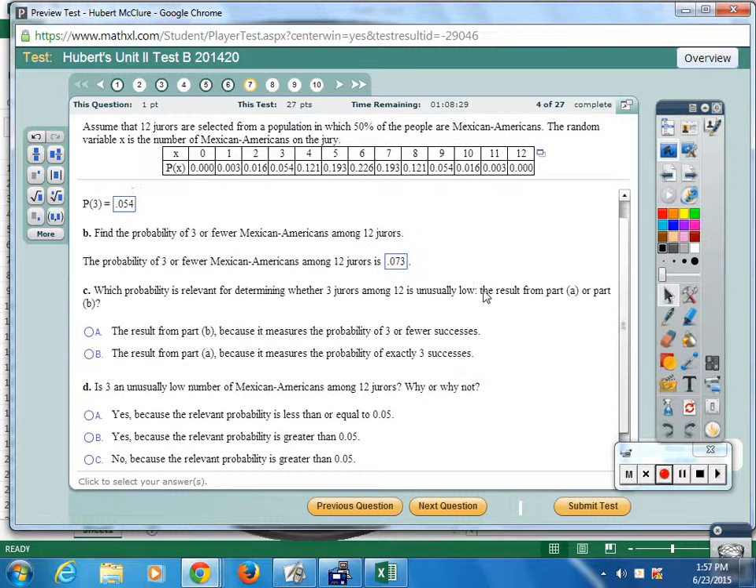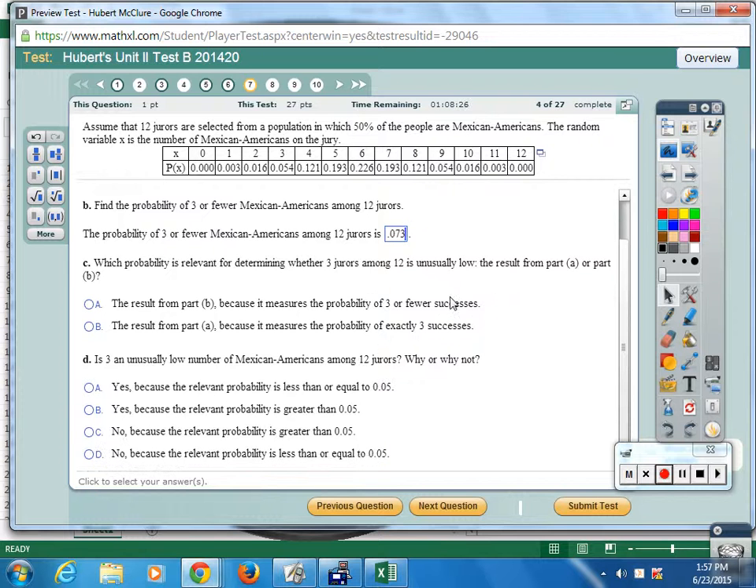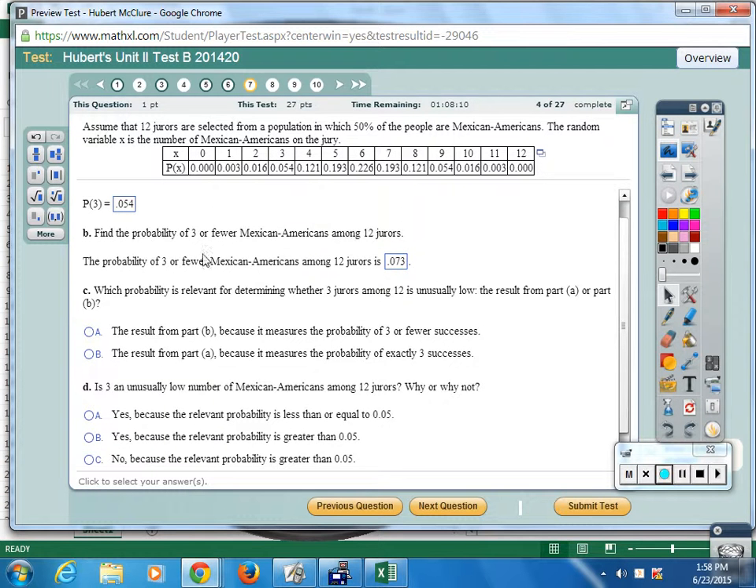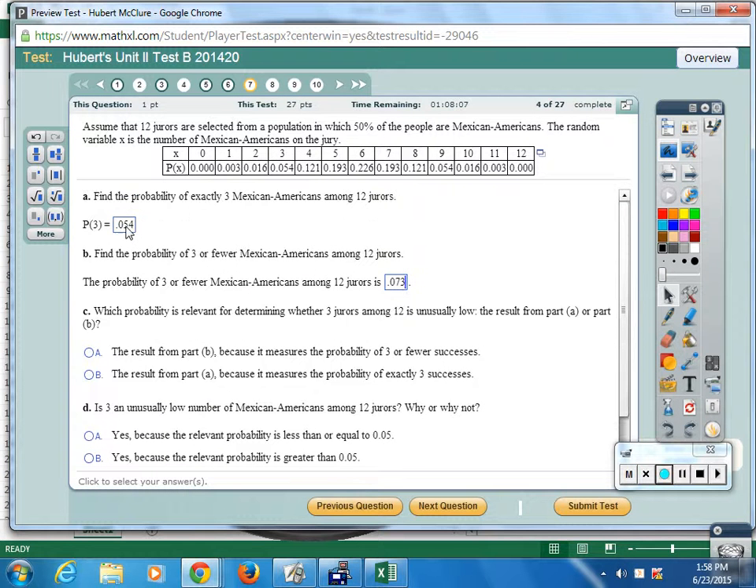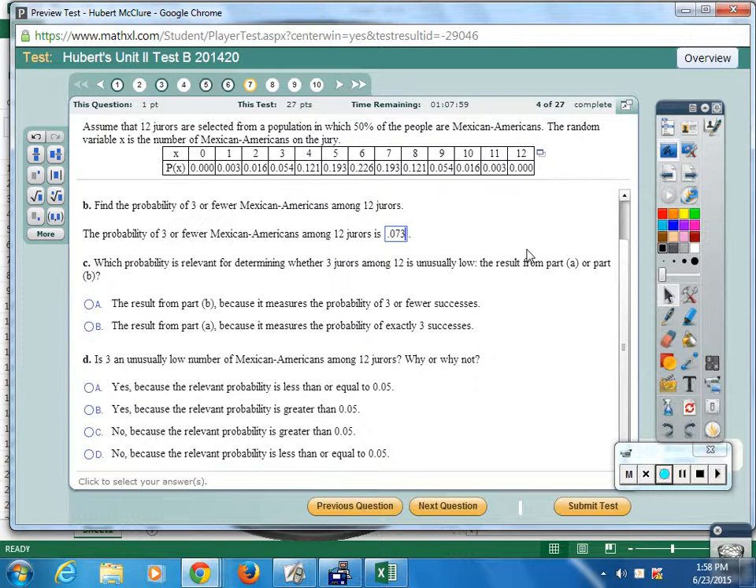That's where it makes no sense. This is asking you to be God, basically, because relevant. It's relevant. Which probability is relevant for determining whether 3 jurors among 12 is unusually low? The result from part A? Well, exactly 3. I would think it would be this one. Because how many are on the jury? Exactly 3. So I would say A.